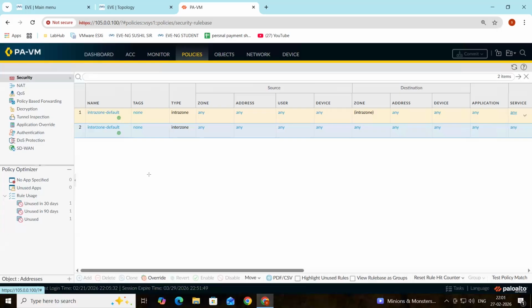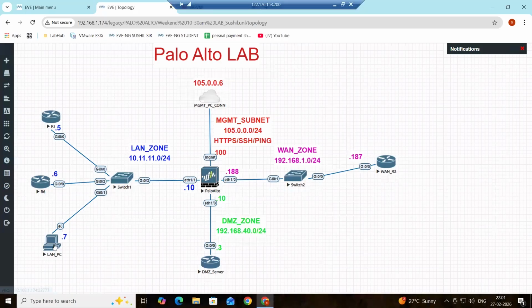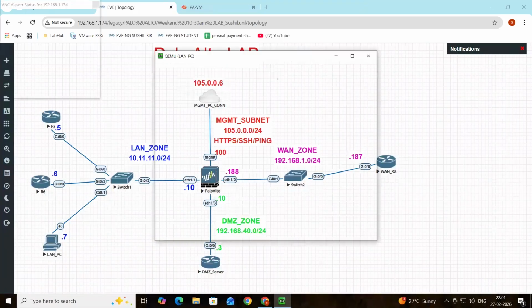Now understand this intrazone and interzone. These two policies are responsible for not letting you communicate from one zone to another zone. Interzone is actually responsible for not allowing you to communicate from one zone to another zone. See here, guys. Focus here. Make a note later.